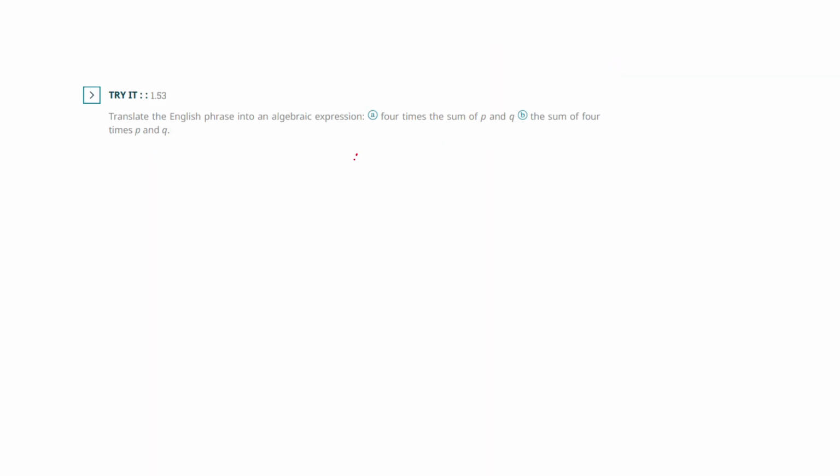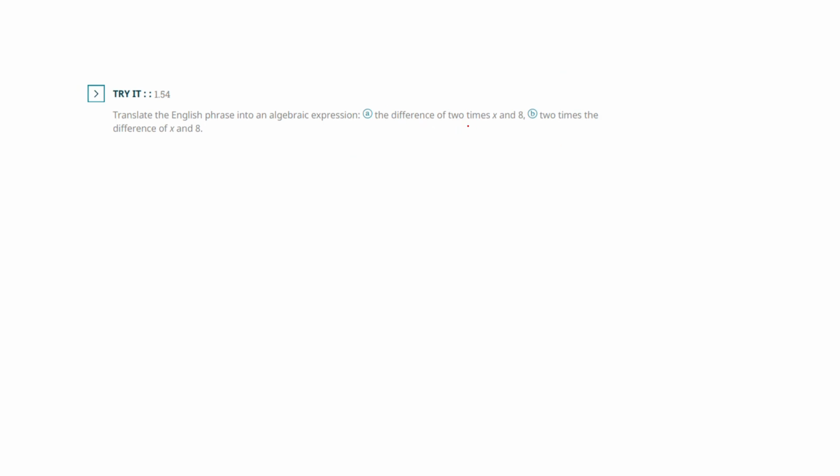So if you look at A, I've got 4 times the sum. So this is the group. I'm going to multiply the sum of these by something. So I need a grouping symbol. And the sum of 4, so I've got a sum. Let me go back up here. I've got a sum. And what's that sum of? 4 times P and Q.